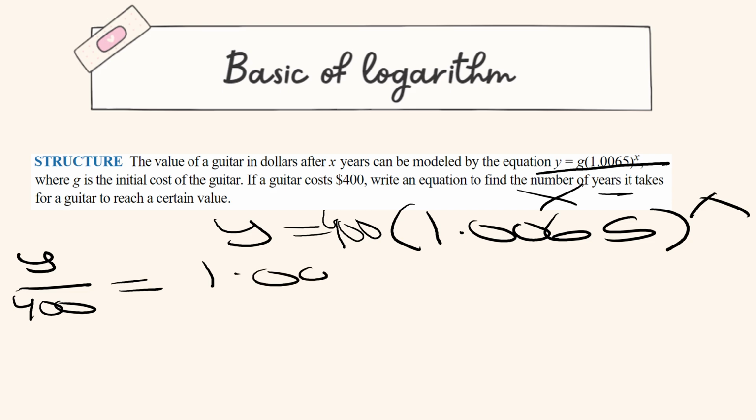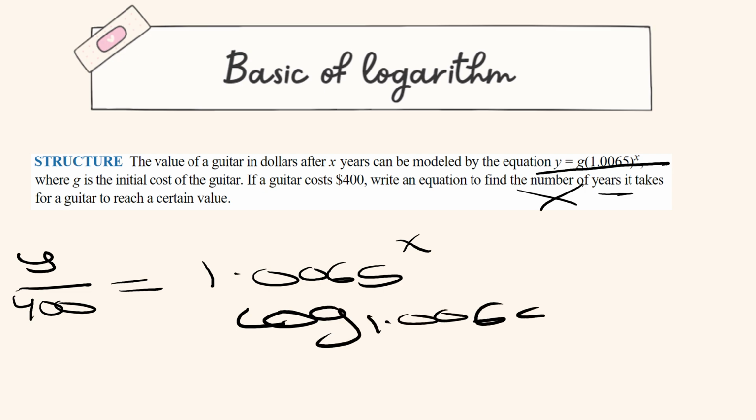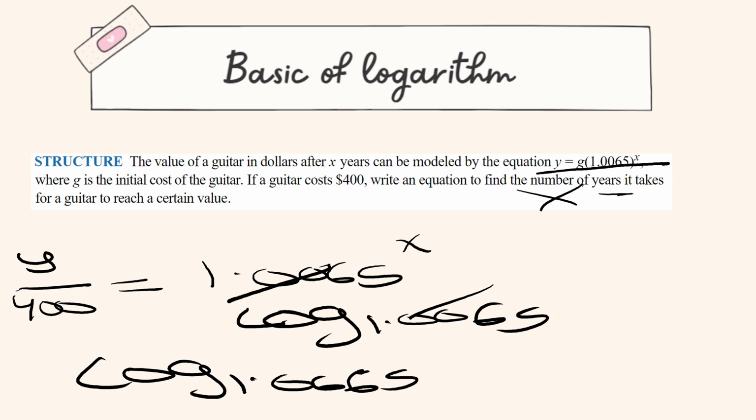So 1.0065 to the power of x. To leave x by its own, I'm going to insert log base 1.0065, which would cancel this. And then I need to do the same for the opposite side, which is log base 1.0065 of y over 400. And this is the answer.